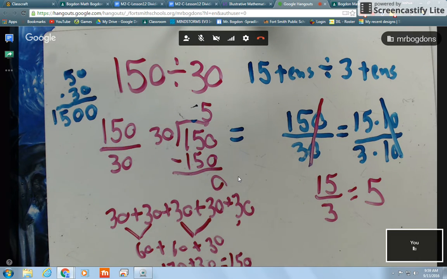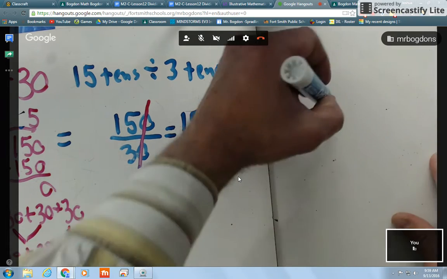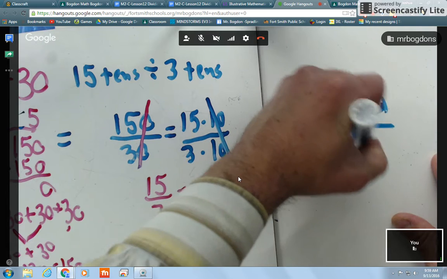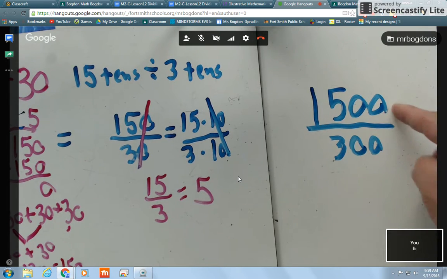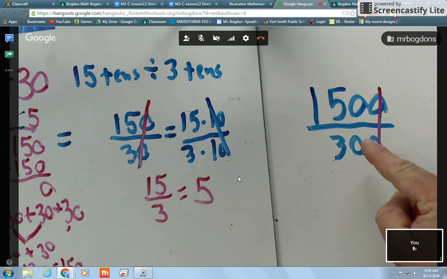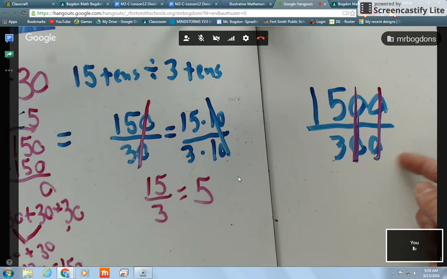What if I had a different one, something similar? Let's say, what if I had 1,500 divided by 300? I see a 0, I see a 0. Okay, now I see a 0, I see a 0. Now, I went from a 4-digit number being divided by a 3-digit number, to a 2-digit number being divided by a 1-digit number. What's easier? The smaller one.